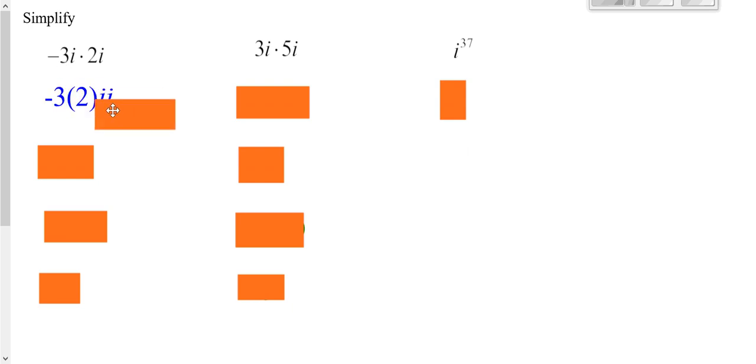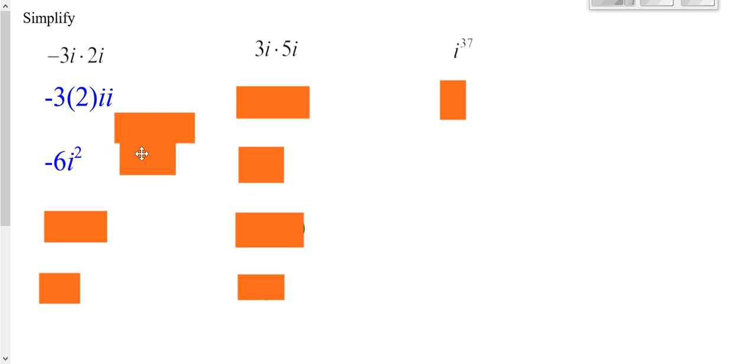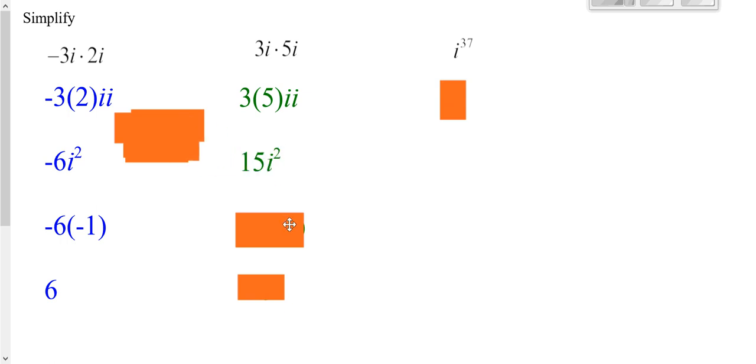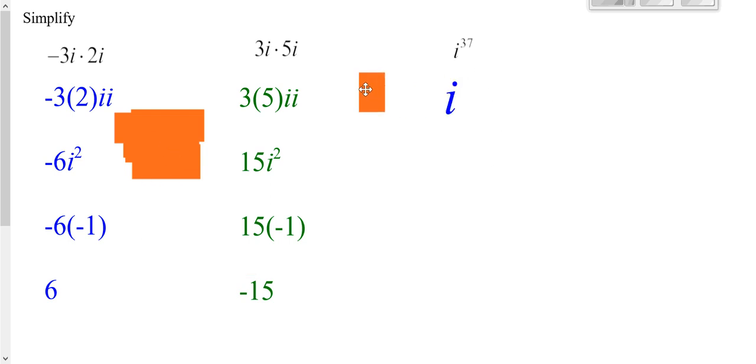Here, we're just multiplying. We can multiply in any order, so we can multiply the normal numbers and then take i times i. So we get a -6 in front. I times i is i squared. Remember, i squared is -1, so it's a -6 times a -1, or a +6. Here we can multiply. We have 4 things multiplied together. You multiply in any order. Multiply the numbers together. Multiply your i's together. Remember, i squared is -1, and we get a -15. And here, this is 1 more than a multiple of 4, so it's just i.